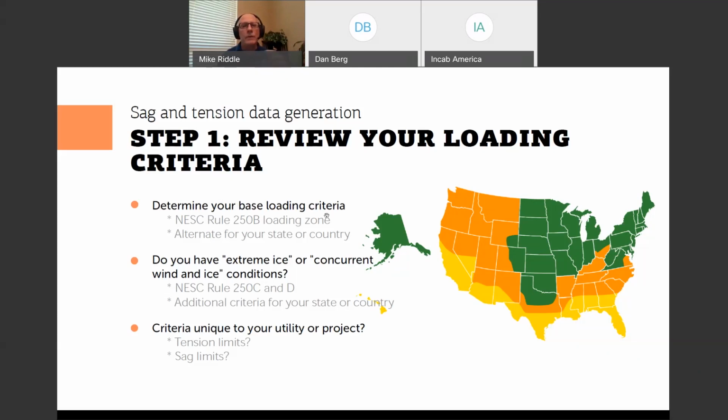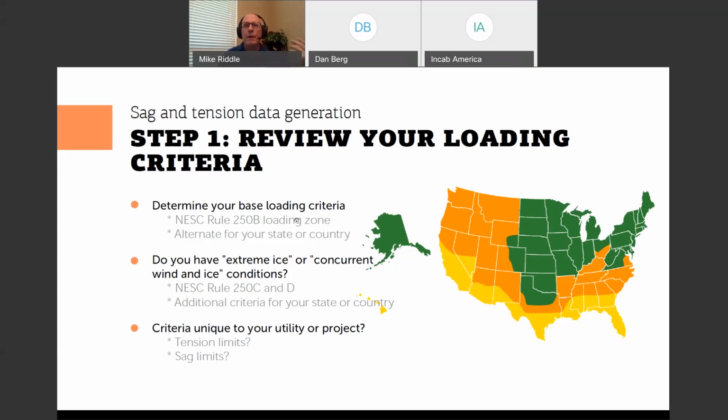So we begin, your country may have base loading criteria. In the United States, we have 3 base loading criteria. We have a heavy loading zone, a medium loading zone and a light loading zone. In addition, there are state requirements as well. California has something different and Hawaii has something different. So you begin with your base loading criteria. In the United States, that's NESC Rule 250B loading criteria.